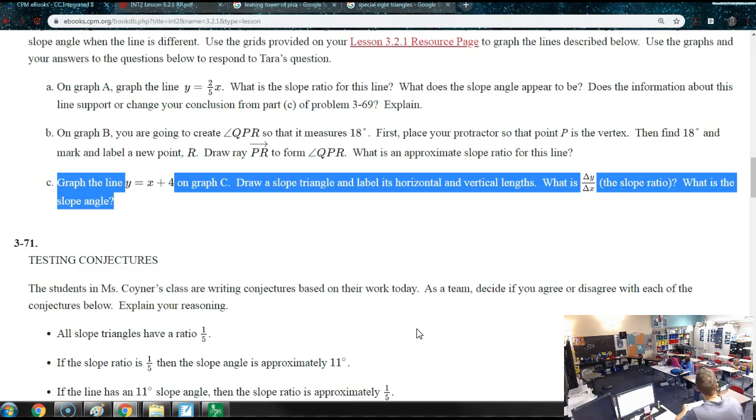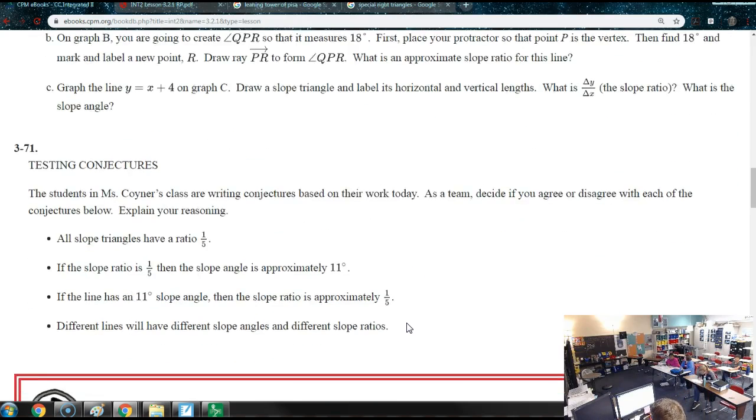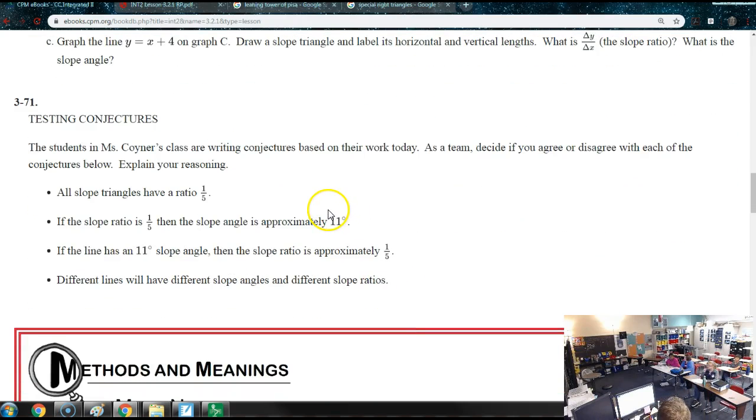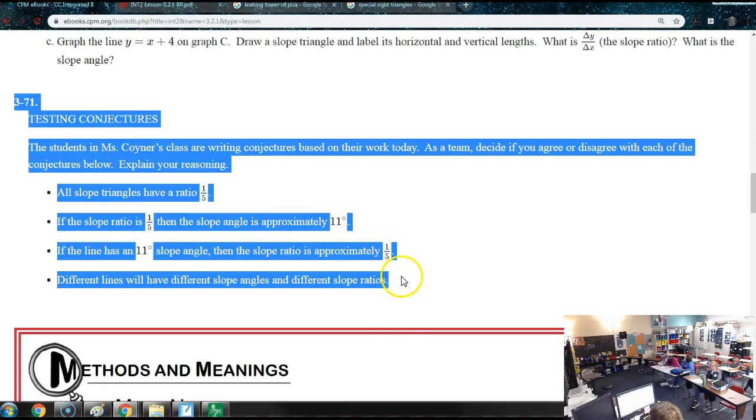I may run and make you guys copies really fast. We're not supposed to have this resource page till like tomorrow, but I do want to give it to you because I think you'd appreciate it now. While I'm making you copies really fast, test these out.